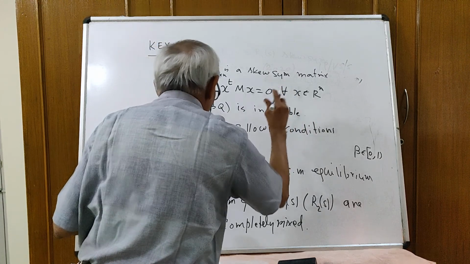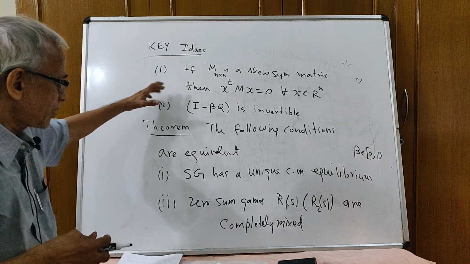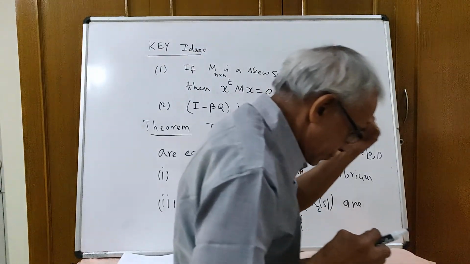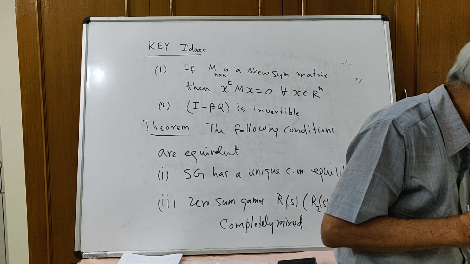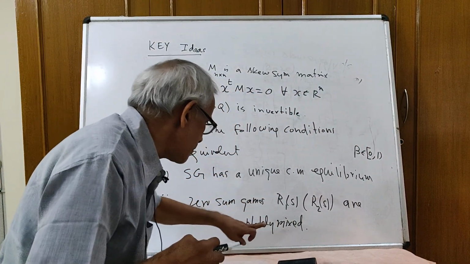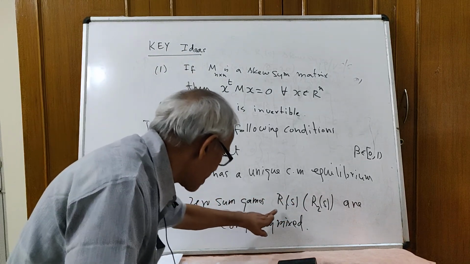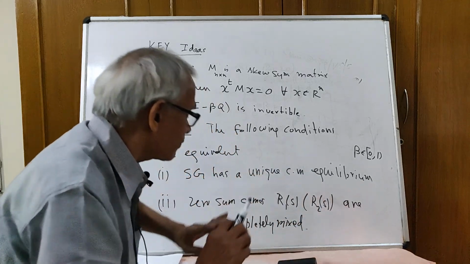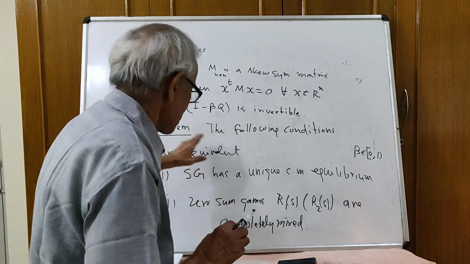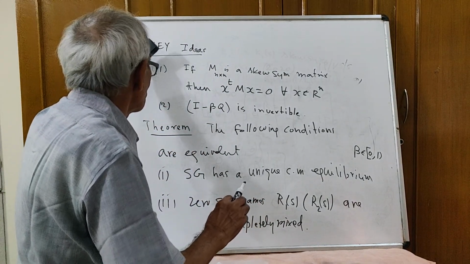The second idea is the following. This idea is used very often. That is, I minus beta Q, where Q is a stochastic matrix. Beta is a number between 0 and 1. I forgot to mention that: beta is a number in the interval 0 to 1, but 1 is excluded. I is the identity matrix, beta is a number in 0 to 1, and Q is a stochastic matrix, which means all the entries are non-negative and the rows add to 1. Then this matrix is invertible.